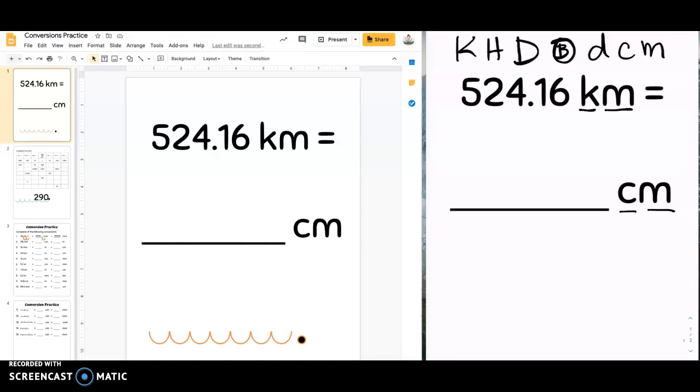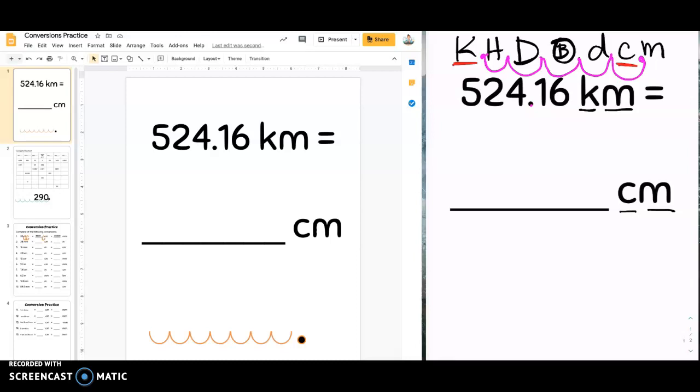So I'm starting here with kilo, and I'm trying to get down here to centi. So I'm going to take my decimal place here, and I'm going to move it until I get to centi. 1, 2, 3, 4, 5.